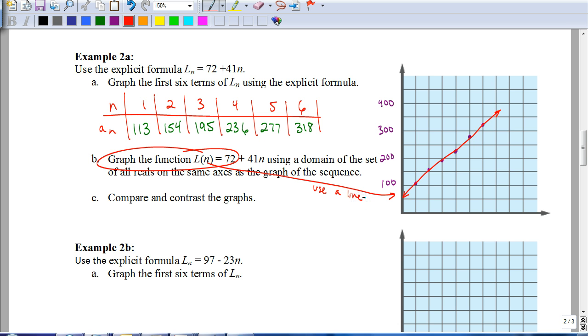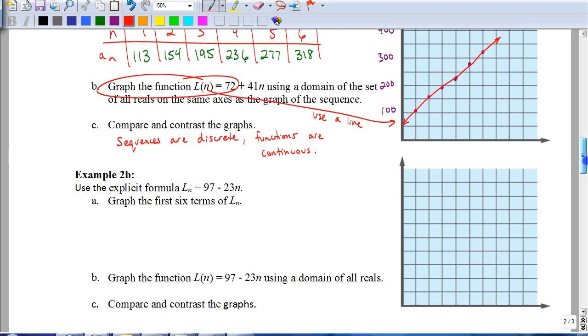So as far as describing how these would be different, with an explicit formula or with a sequence, these are always going to be discrete. Remember, discrete means that you don't connect them with a line. Functions, on the other hand, are continuous, meaning that we do connect them with a line. So that's the difference between the graph of the sequence and the graph of a function.